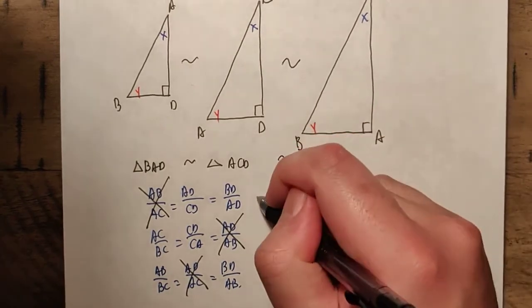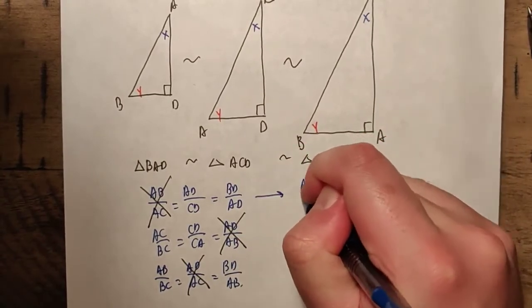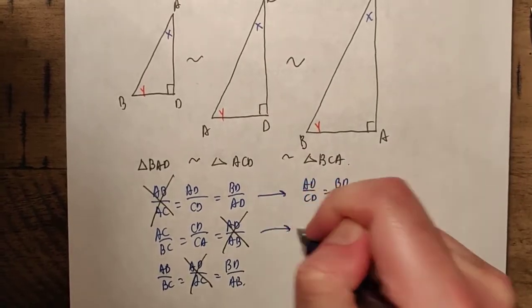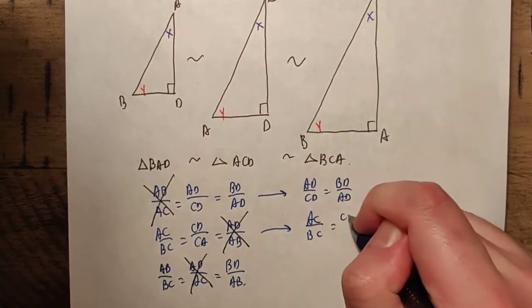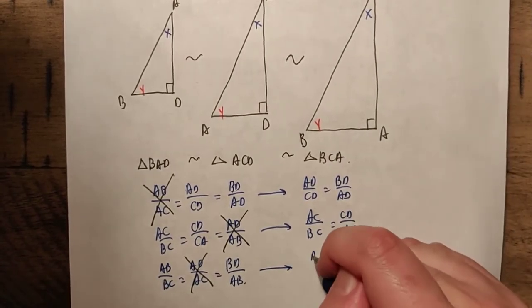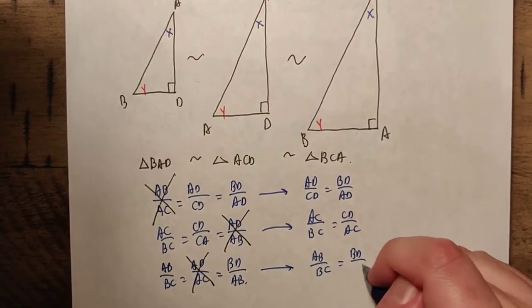We can go ahead and write this out. So we can write this here. Notice, ladies and gentlemen, I can write this as AD over CD equals BD over AD here. Similarly, over here, I can write this as AC over BC equals CD over AC. And over here, in this third one, I can write this as AB over BC equals BD over AB.